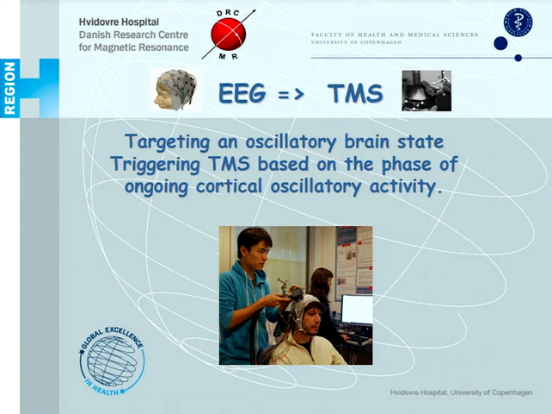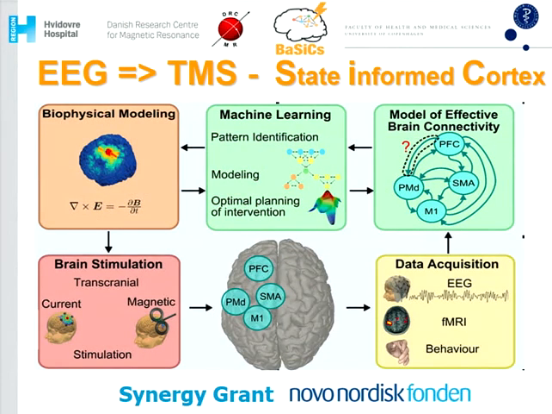Now I'm going to the EEG-TMS part. So this is just flipping it. Now you're using the EEG information in order to trigger a TMS pulse, and that gives you the possibility to target the power or the phase of a given oscillation. This is something we do in a larger project in Copenhagen, which aims at state-informed closed-loop stimulation.